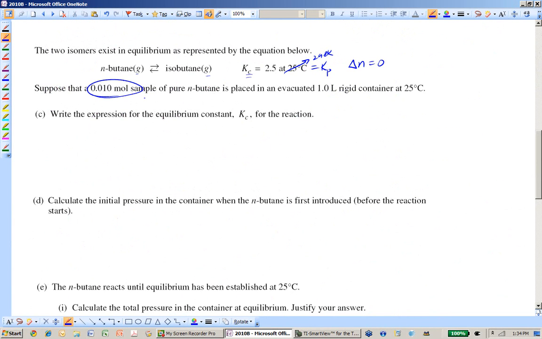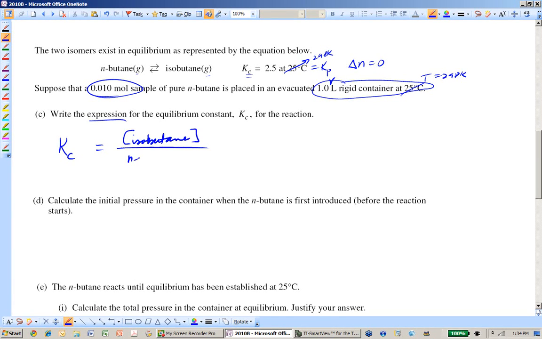All right, so I have a mole amount. Suppose that 0.01 mole sample of pure n-butane is placed in an evacuated 1.0 liter rigid container. There's my volume. At 298 Kelvin. One more time. Write the expression for the equilibrium constant Kc for the reaction. Since they put the C, that means you're in the land of square brackets. Let's see if I can write the word isobutane, over n-butane, in nice little square brackets. You actually get a point for that.